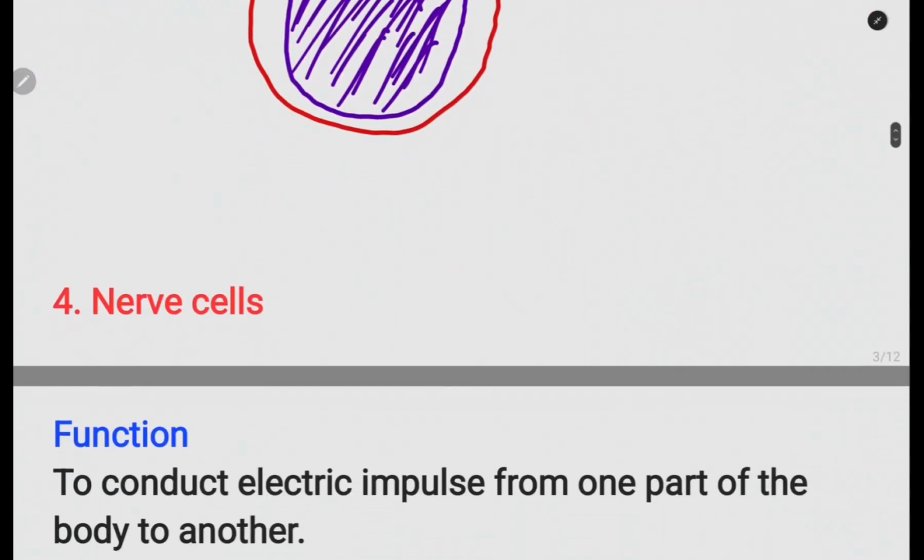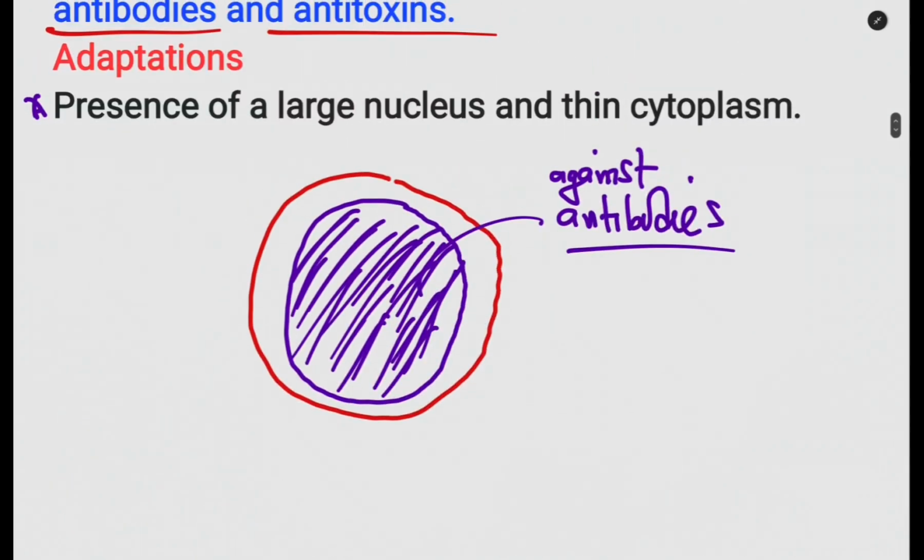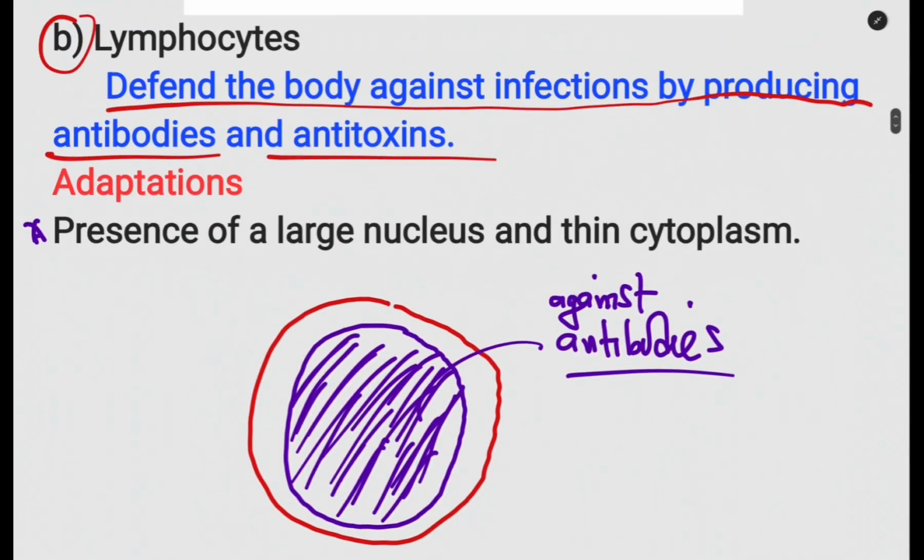Now, why is it so? On the adaptation, we are saying they defend the body against infection. Let us go a bit back. Against infection by producing antibodies and antitoxins. What are antibodies?